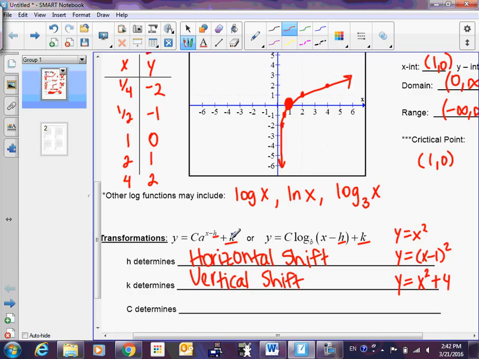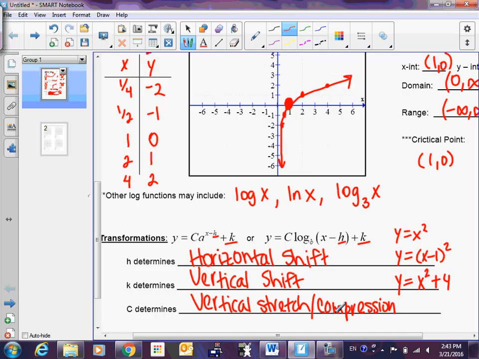Besides shifting left, right, up, and down, what else do we do to parent functions? Like stretching. Yeah, vertical stretch or horizontal stretch. So with this C that's out in front, it can be either one. That's going to be a vertical stretch. It could also be the other one, which is a shrink or a compression. If the number in front is a big number, that's going to be a stretch. If it's a small number, that's going to be a compression.